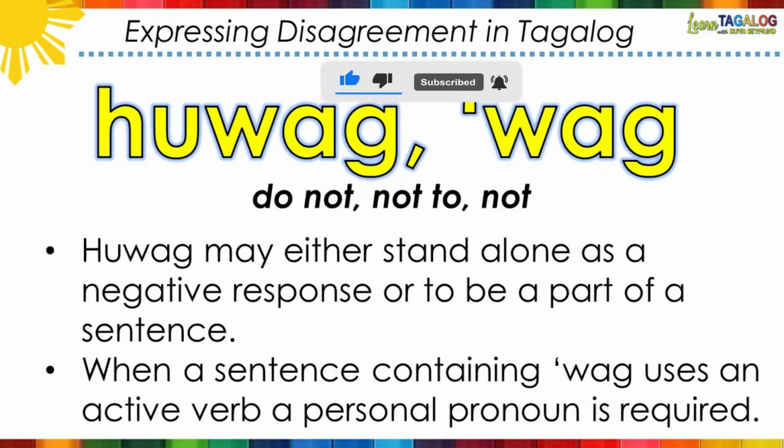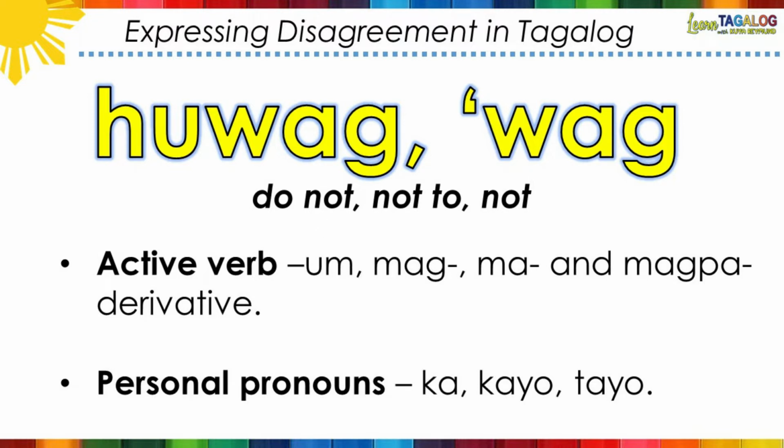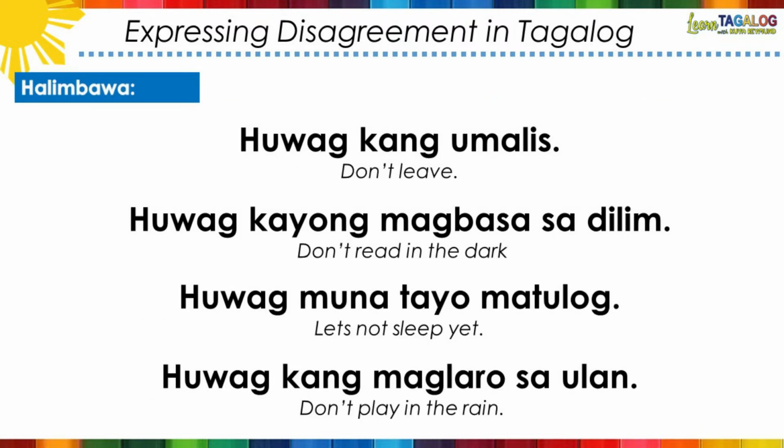Moreover, huwag may either stand alone as a negative response or be a part of a sentence. When a sentence containing wag uses an active verb, a personal pronoun is required. When we say active verb, it is either using the affixes mag, um, ma, and magpa derivatives. And our personal pronouns include ka, kayo, and tayo, and many others. Let us have the following examples.